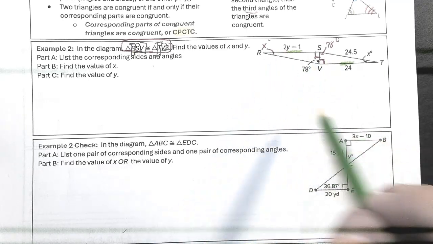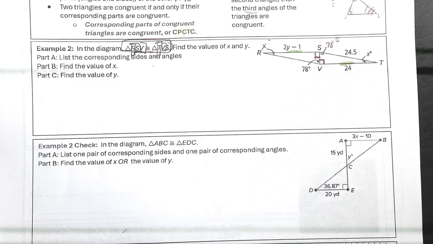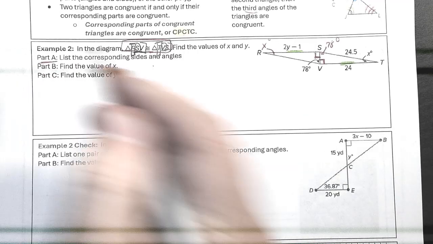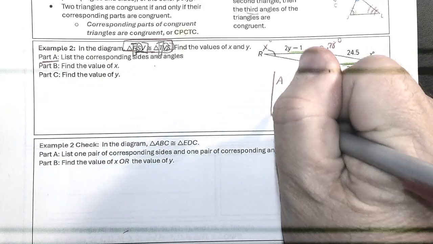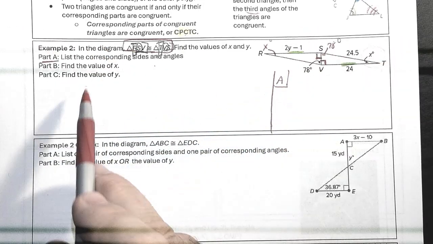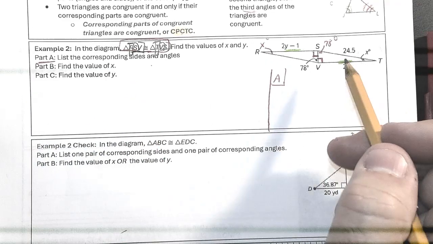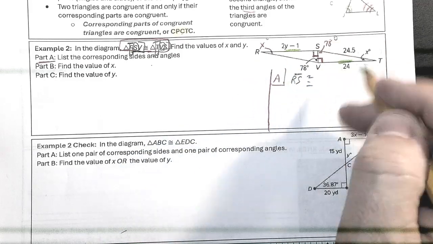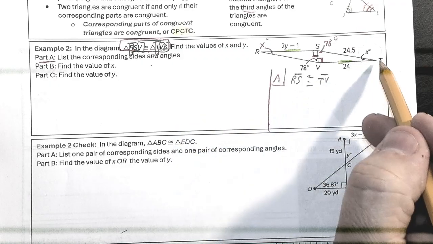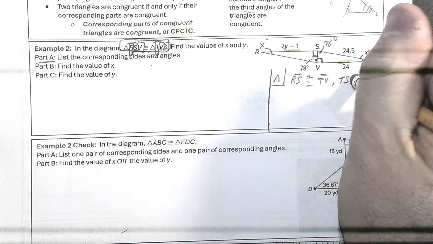I showed you the corresponding angles. So we have 78, 90, we know the total is 180. So to find x, well, actually, let's get back over here. Part A, list the corresponding sides and angles. So we're going to do that over here, actually, because we're going to do B here and C here. All right, so our corresponding stuff here, we've got, like I showed you, so RS is congruent to TV. That means TS, I'm trying to draw pi. Goodness.